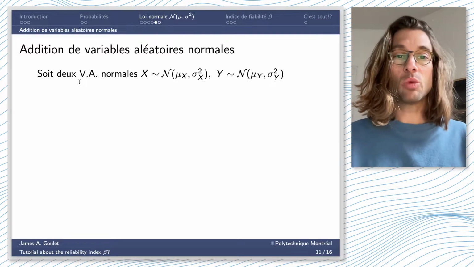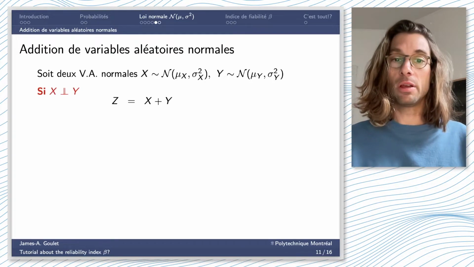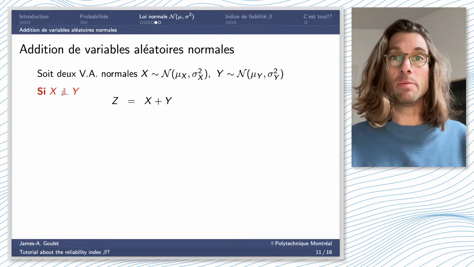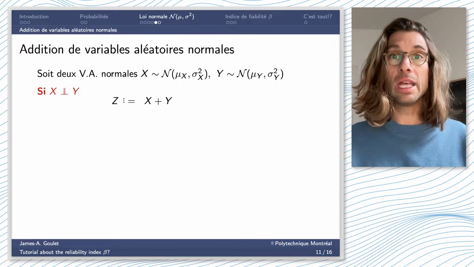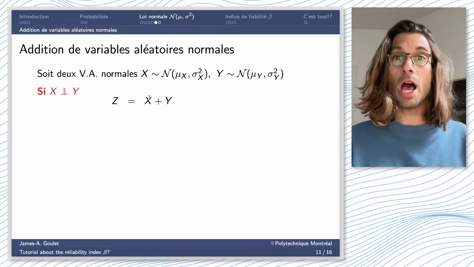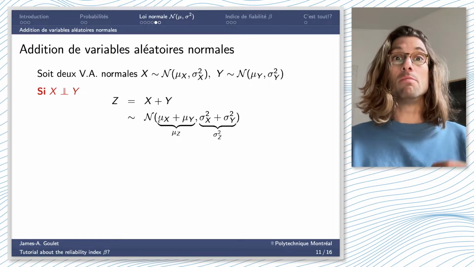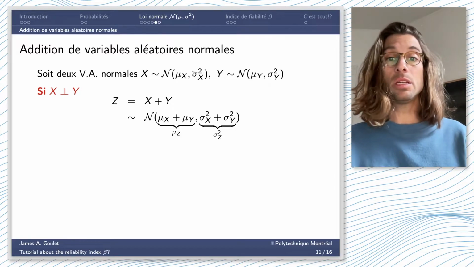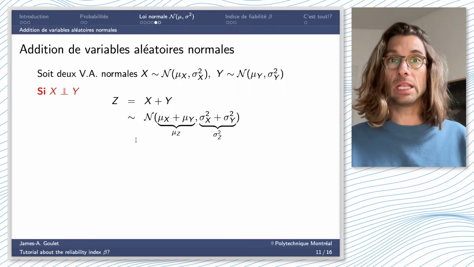Let's imagine that we have 2 random variables, x and y, both having their own mean and variance parameters. If we assume that x and y are statistically independent, represented by this symbol here, we want to know the distribution of z, obtained by the sum of x plus y. In that case, z is also normal. The mean of z is the sum of the means of x and y, and the variance of z is simply the sum of the variances. We can do this if x and y are statistically independent.